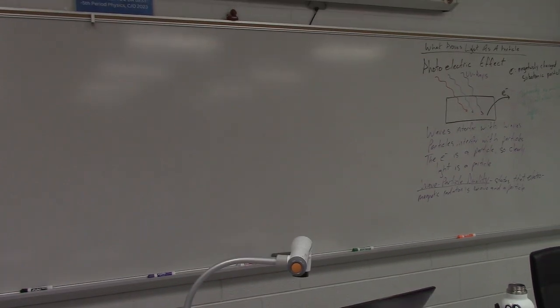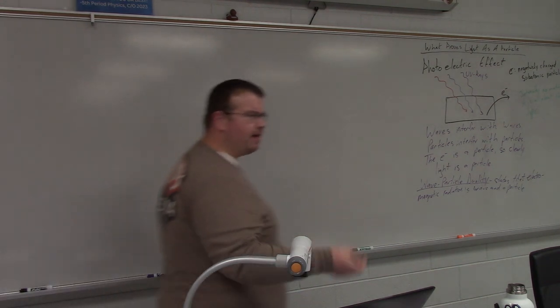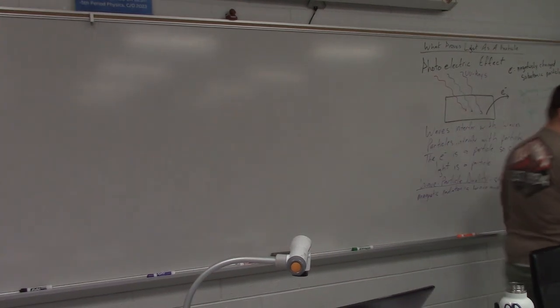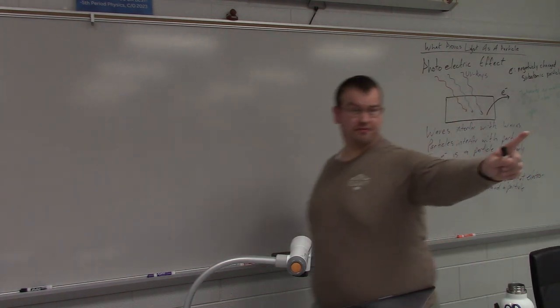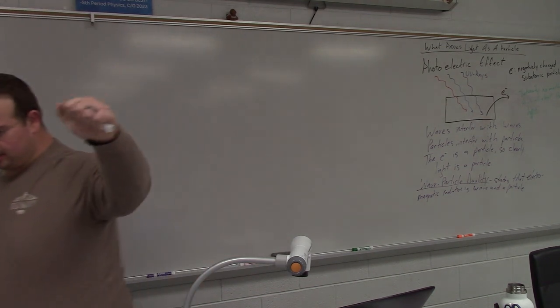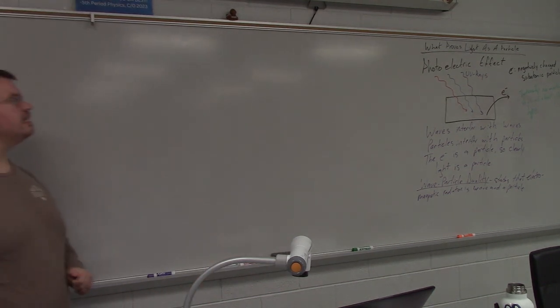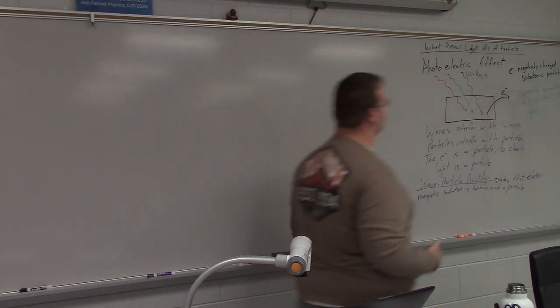All right, so yesterday we talked about electromagnetic radiation, and we know that electromagnetic radiation is both what and what? A wave and a particle. A wave and a particle, and how do we know this? Because the photoelectric effect proves what? It's a particle. How did the photoelectric effect prove that it's a particle?